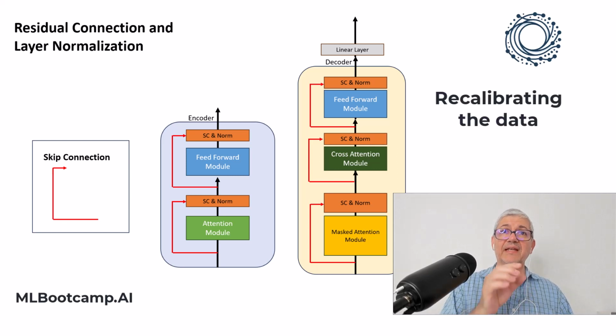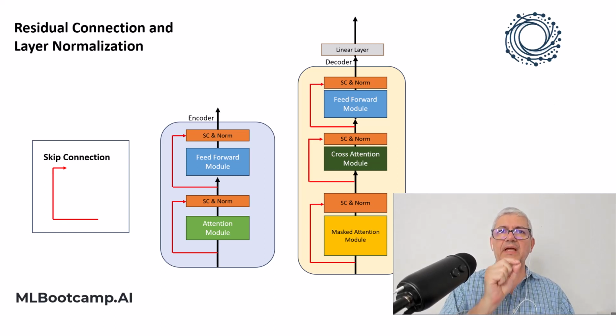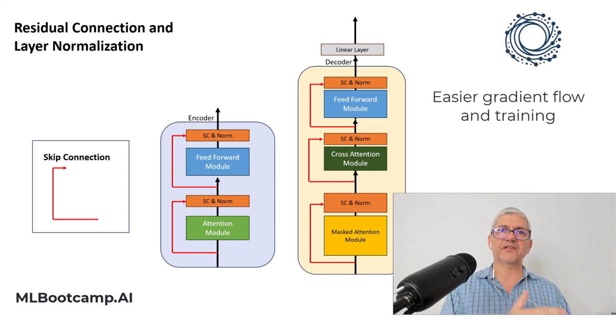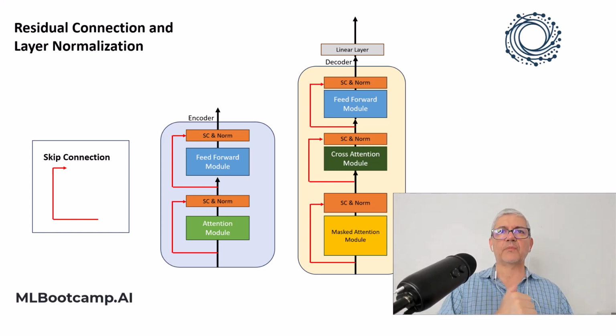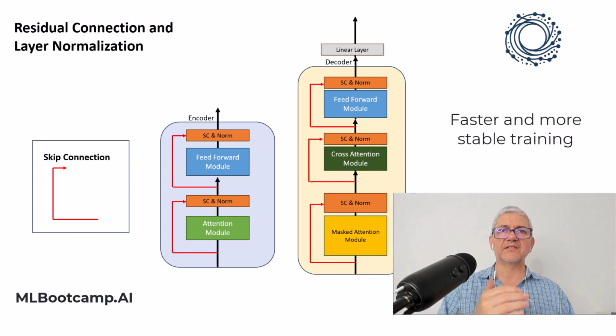This step is like recalibrating the data, ensuring that the output of each layer maintains a standard scale. It helps the model in adapting to different input distributions and accelerates the training process. So, in summary, residual connections allow for easier gradient flow and training of deep networks, while layer normalization standardizes the output of each layer, promoting faster and more stable training.